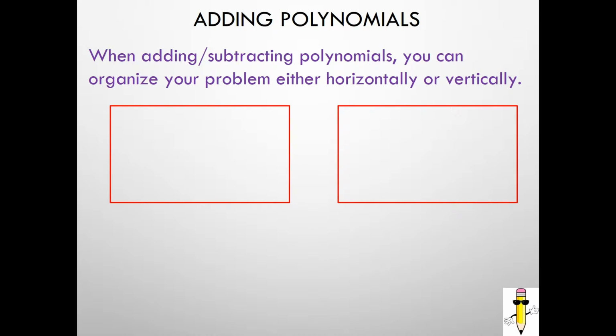When we are adding or subtracting polynomials, you can organize your problems either horizontally or vertically. Here we have an example of the horizontal, and here we have an example of the vertical. I do want to point out that anytime you work with these, you need to make sure that they are in standard form. They need to go from greater to smaller exponents, and your constants will always be to the far right, as you can see here. These are both in standard form.